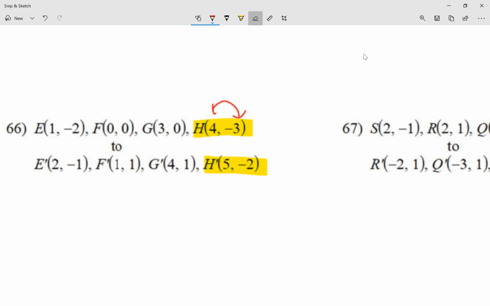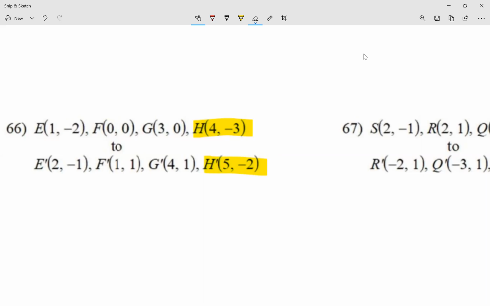And looking at H and H prime, right? H has a 4 and a -3, but H prime has a 5 and a -2. So my values change. So I know it is not reflection, and I know it's not rotation. So it's either translation or dilation. Okay, so let's take a look.